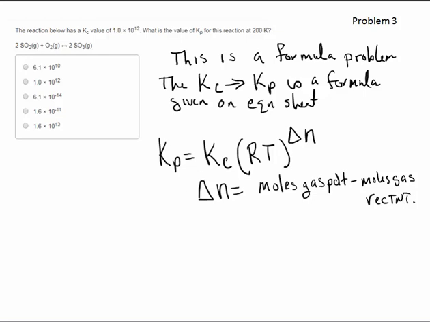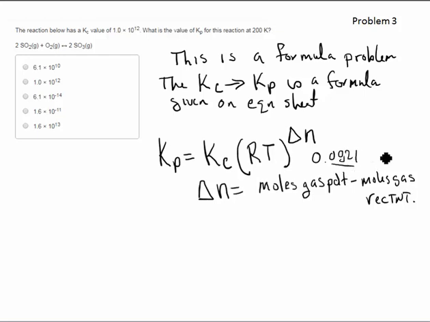The only trick on these kind is figuring out what delta N is. Delta is what it always is, and that means it's the products minus reactants, and it's the moles of the gas. So in this case, we have 2 moles of product minus 3 moles of reactant gas, so it is a delta N of minus 1, and therefore you multiply by the gas constant. That's the 0.0821. So remember to use that.